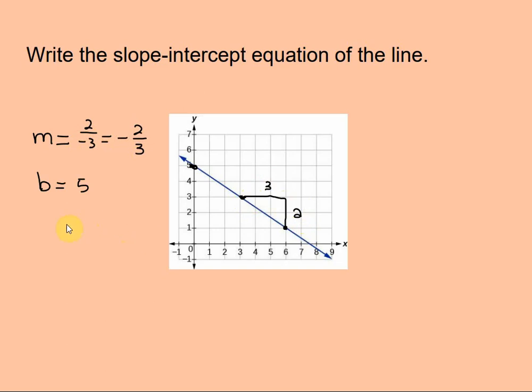All right, so now to write the slope-intercept form of the equation of the line, it would be y equals m, which is negative 2 over 3, x, and then plus my y-intercept, which is b. My y-intercept, which is 5. There we go. Y equals negative 2/3 x plus 5.